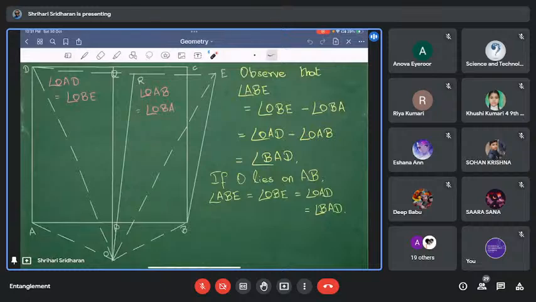If O lies on AB itself, so let's say your O lies over here, then what happens? Angle ABE will be the same as angle OBE. But angle OBE is the same as angle OAD, which means angle OAD.